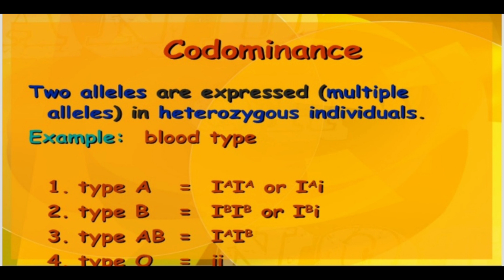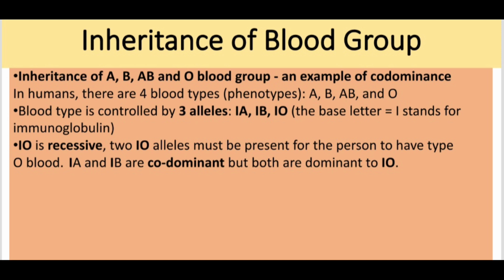For that, we will study the inheritance of blood group. We know that there are 4 kinds of blood group: A, B, AB and O. And blood group is controlled by 3 alleles, which are IA, IB and i. I stands for immunoglobulin. i is recessive, and 2 i alleles must be present for the person to have type O blood. IA and IB are codominant, but both are dominant to i.